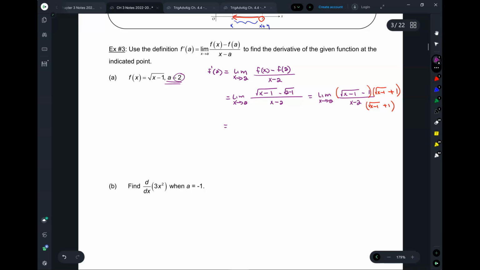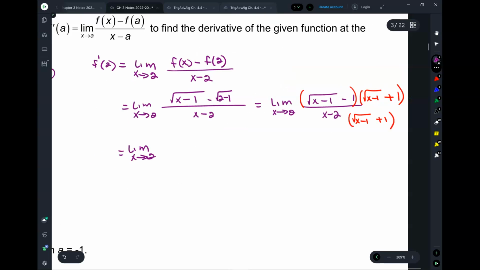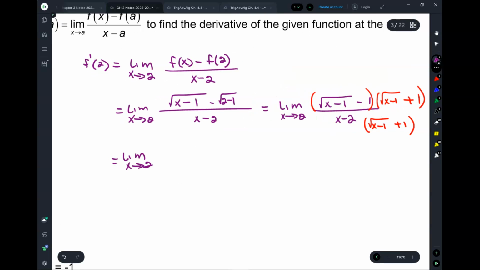Okay, now look at what you have here. Something minus something, something plus something. So A minus B, A plus B. Wait, is it x minus 1 still? Yeah, it's because it's the identical root minus 1, the identical root plus 1. So now look, A minus B, A plus B. How do we do it?